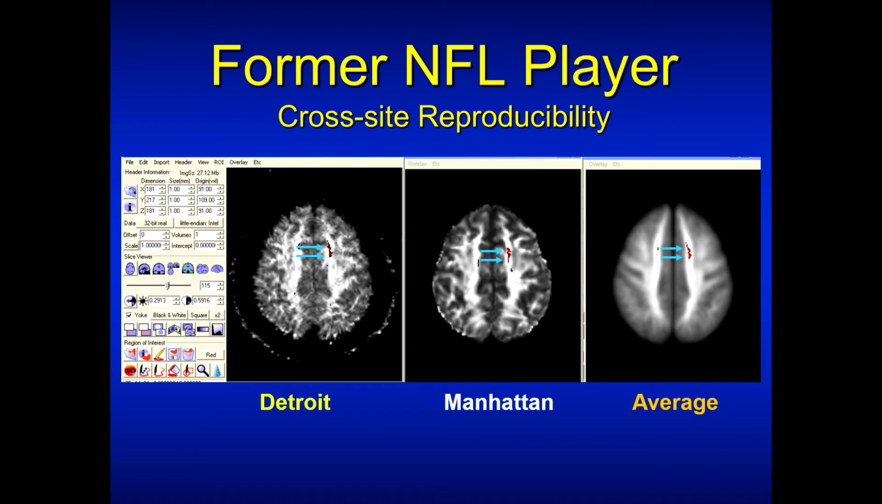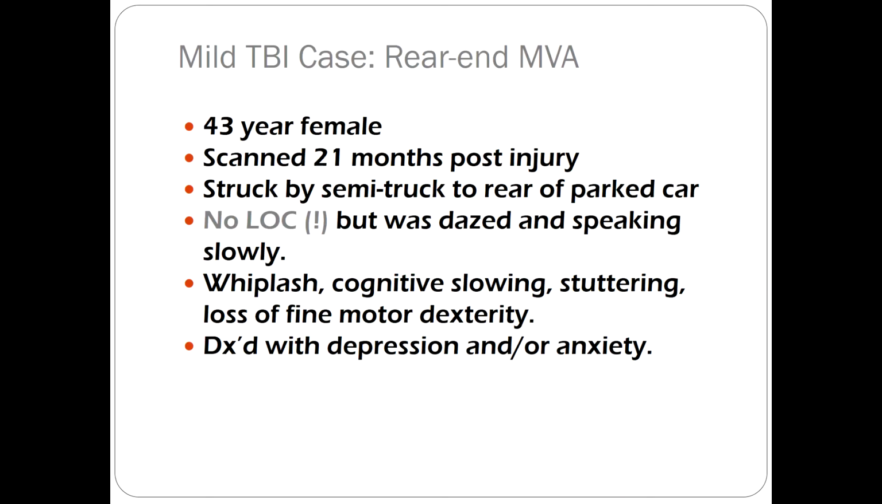So nice clinical correlation. Here's another former NFL player. He was scanned at Wayne State. He was also scanned at a magnet in New York at a different time, and we found essentially almost the same exact finding, showing that we have nice cross-site reproducibility between these two magnets. So the finding represents this former player's injury.